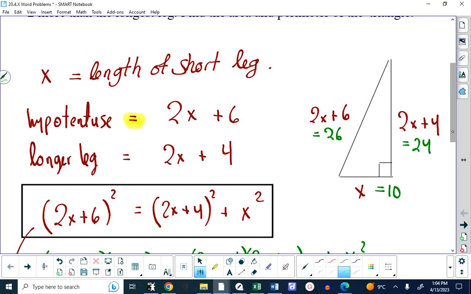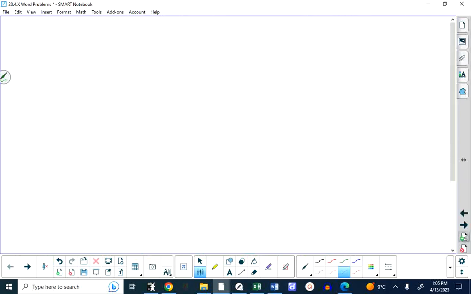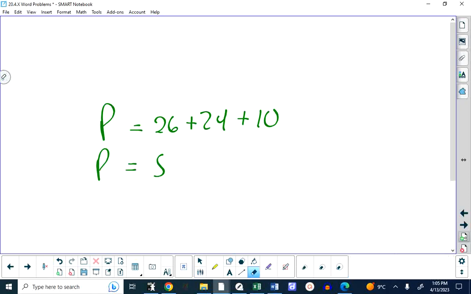What's the perimeter? The perimeter is simply the sum of these three sides. That's easy. So the perimeter equals 26 plus 24 plus 10. I'm getting, double check my math as always, I believe 60. We don't really have units here, so it's just 60 units. It doesn't say anything's in centimeters.